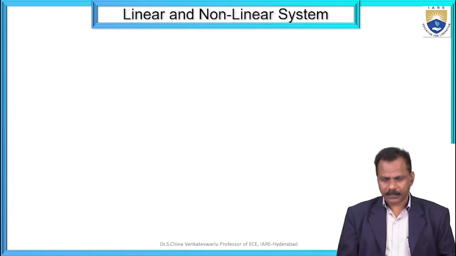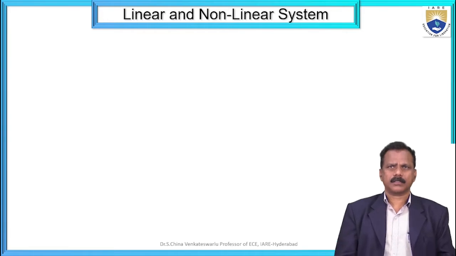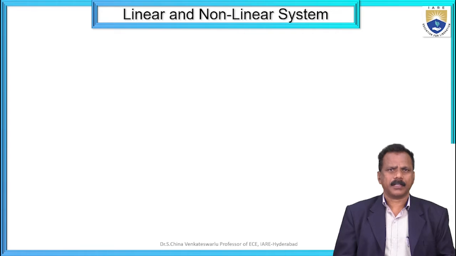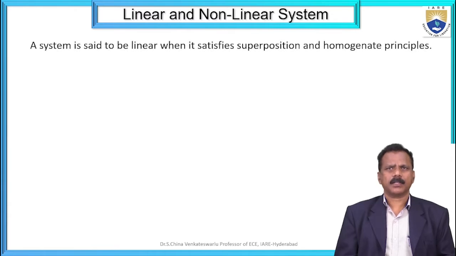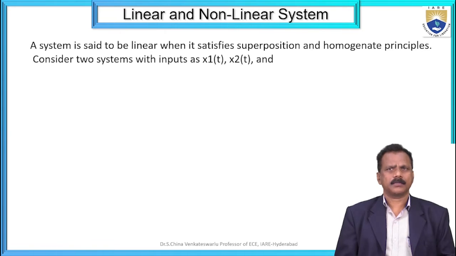Coming to the systems one by one, click on it and it will display the first system, the linear and non-linear system, and how it is affected mathematically and graphically. A system is said to be linear when it satisfies the superposition and homogeneity principles. Consider two systems with inputs x1 of t and x2 of t.